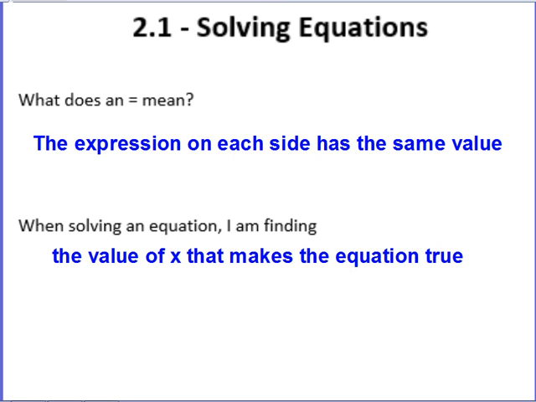So if I took a simple example, say x plus 2 equals 6, I can figure out that in order for this equation to be true, x would have to be 4, because 4 plus 2 is equal to 6, and that's the only number that I can add to 2 and have it be equal to 6. So when I solve for x and I find that x is equal to 4, I'm finding the value of x that makes the equation true, because we said it has to be balanced. So if this side is equal to 6, then this side has to be equal to 6.